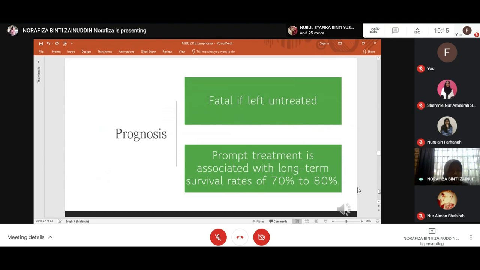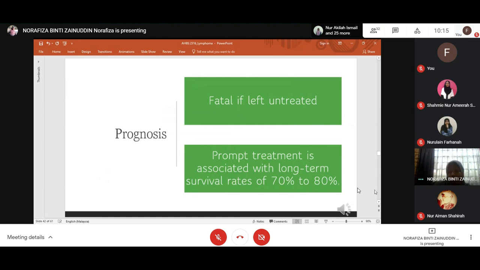So for prognosis, Burkitt's lymphoma, if left untreated, can bring death to the patients. In children, intensive chemotherapy will usually cure them, leading to long-term survival rates of 60 to 90%.